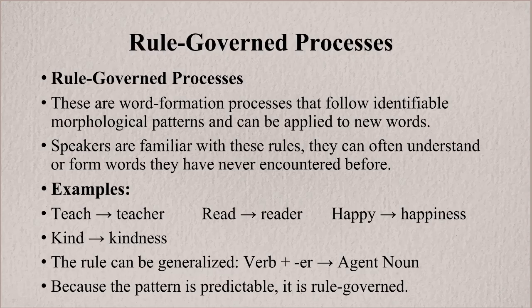For example, by adding the suffix "er" to a verb, we can create an agent noun that refers to the person performing the action, as in teach, teacher, and read, reader. Similarly, the suffix "ness" can be added to adjectives to form nouns, as in happy, happiness, and kind, kindness. The rule can be generalized as verb plus "er" gives an agent noun. Since these word formations follow systematic and predictable patterns that can be repeatedly applied to new words, they are considered rule-governed processes and are typically associated with productive word formation in a language.